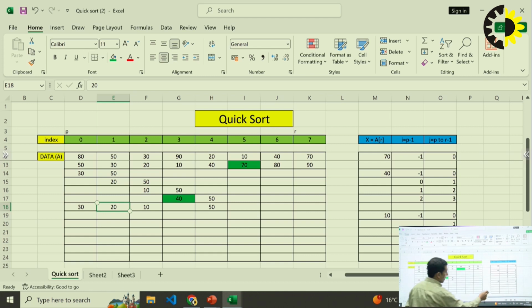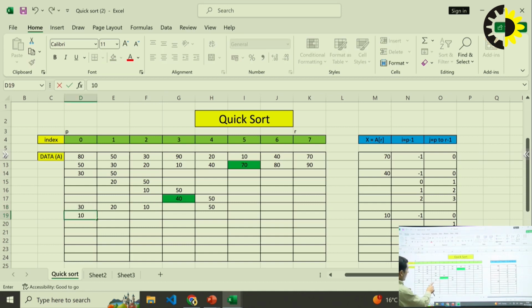Outside the loop, what to do? At the position i plus 1, means minus 1 plus 1, that is 0, at the position 0, put the A[R] element. Swap the A[R] element with this position, means 10 will come here, 30 will come here, and this is now fixed. Pivot gets its proper position. Now only the second part is here, 20 and 30. Okay, no first part, only the second part, 20 and 30. Now the same process is repeated recursively for this portion, for 20 and 30.